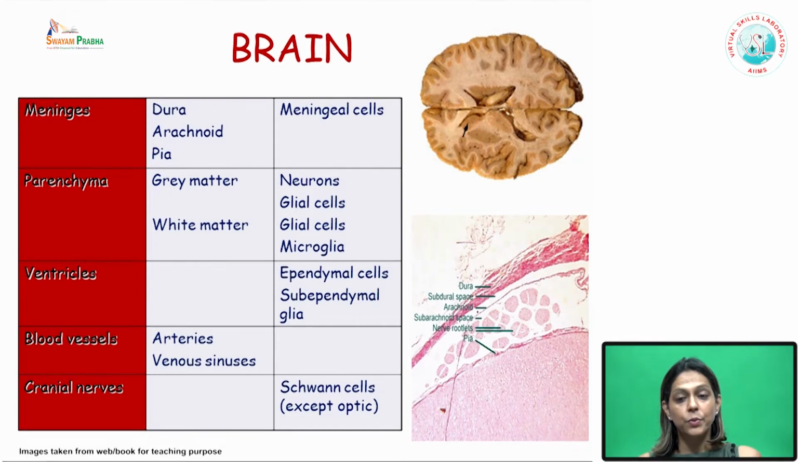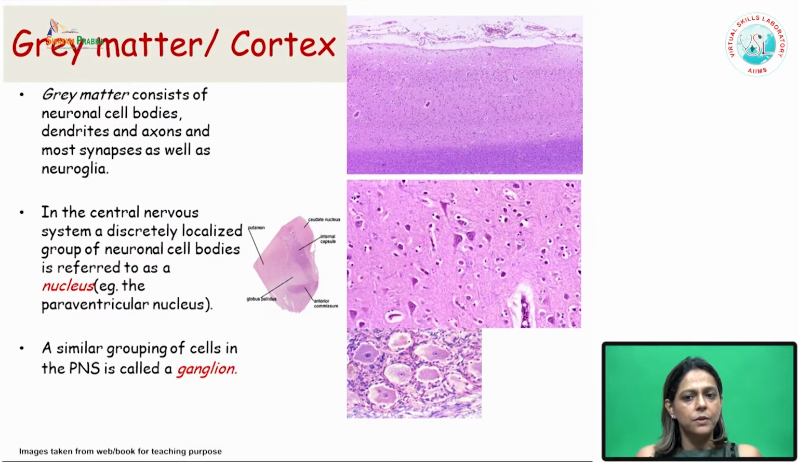And why do you want to know about the astrocytic cells, the oligodendroglial cells or the ependymal cells? Because there are many lesions which are associated with these cells, which I'll be covering in this lecture. Then you have the blood vessels and the cranial nerves. Now first we'll discuss the white matter.